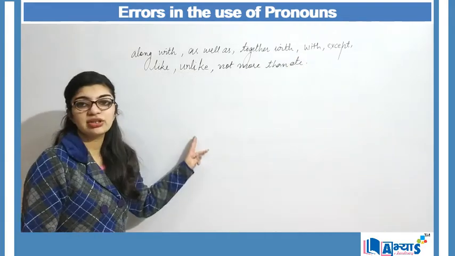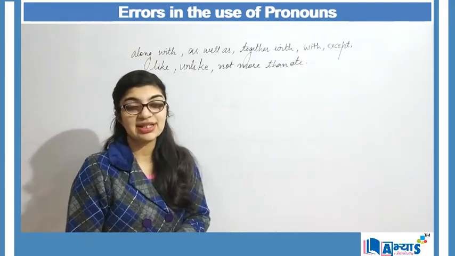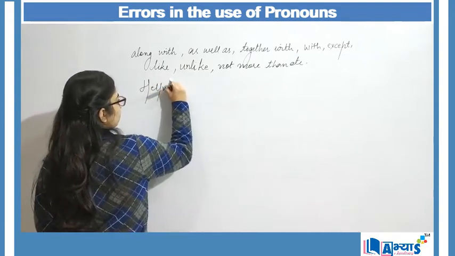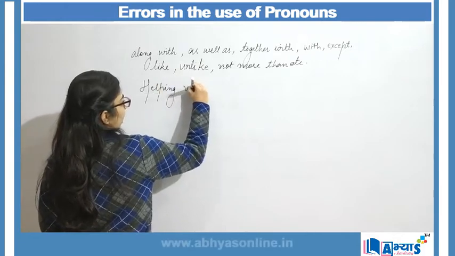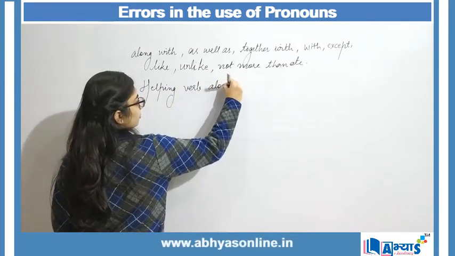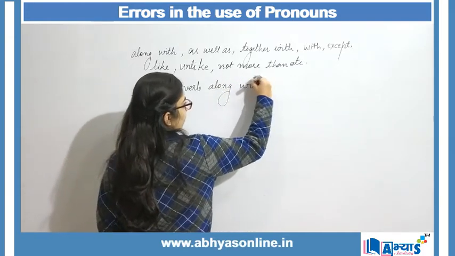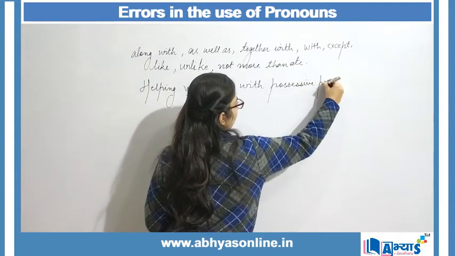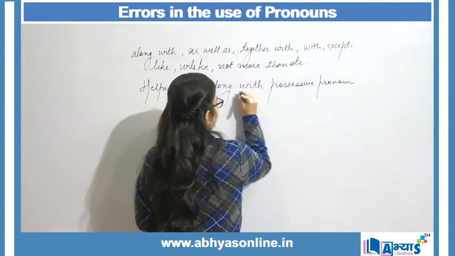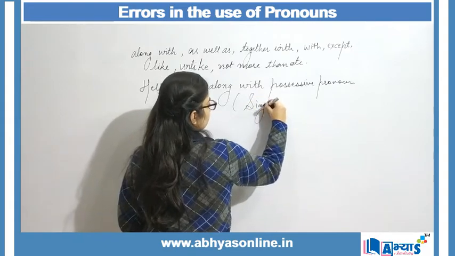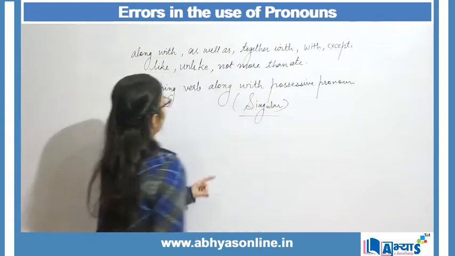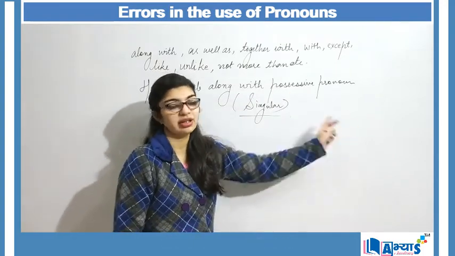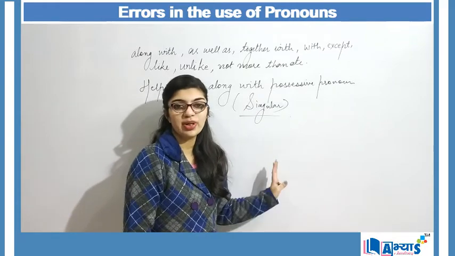When these words are used in order to join the two subjects, in that case the helping verb along with the possessive pronoun will be singular. Our helping verb will also be singular. The possessive pronoun will also be singular. This will be best understood through examples.